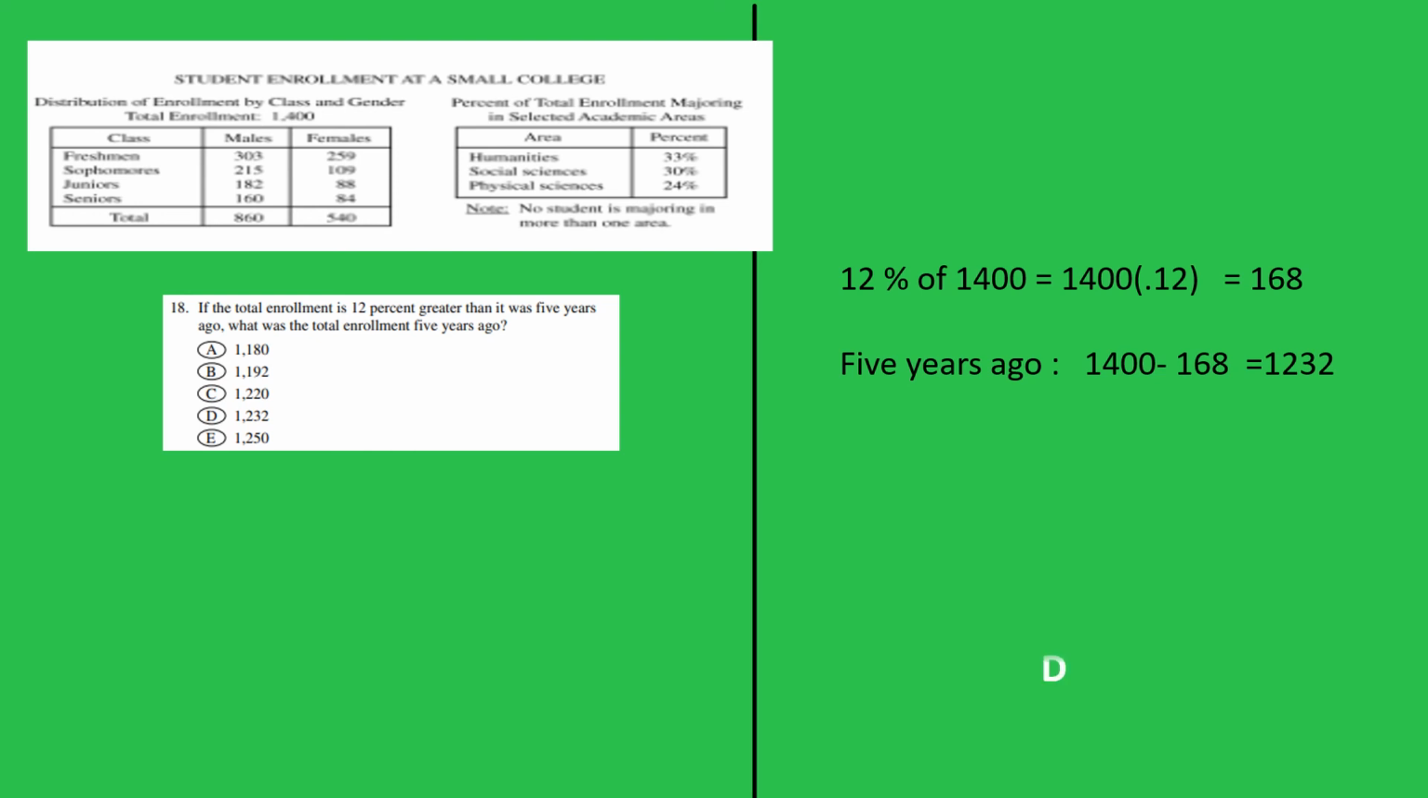For the same chart, the 18th question is, if the total enrollment is 12% greater than it was 5 years ago, what was the total enrollment 5 years ago? 12% of 1400 is 168. So for 5 years ago, I have to subtract this 168 from 1400. That gives me 1232, and hence the option is D.